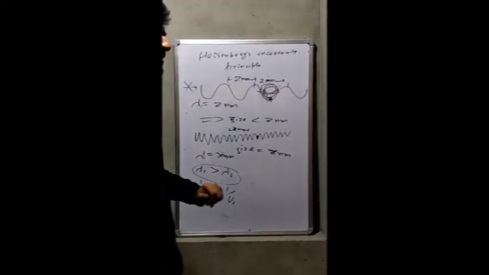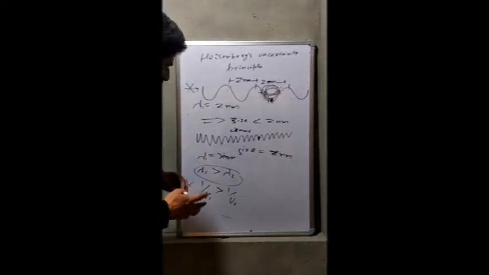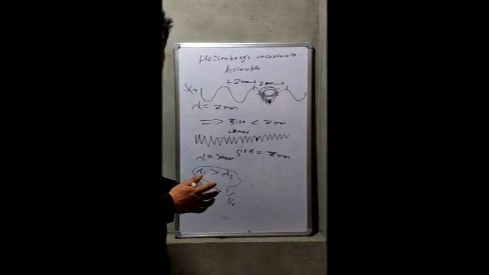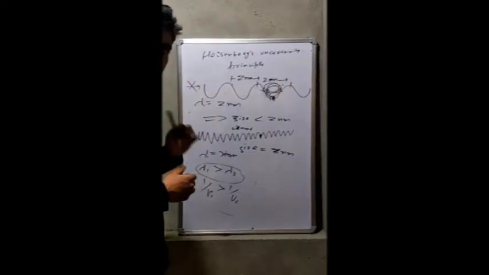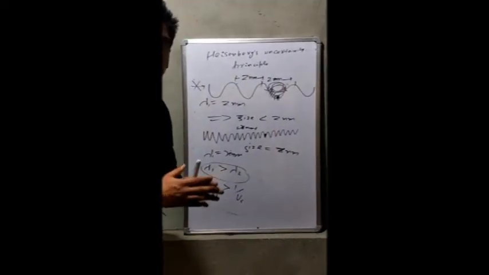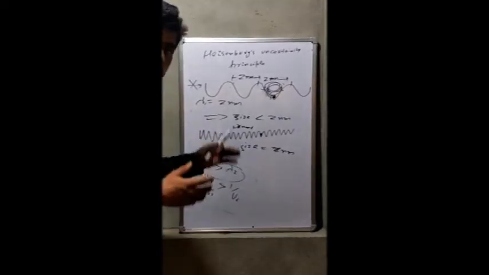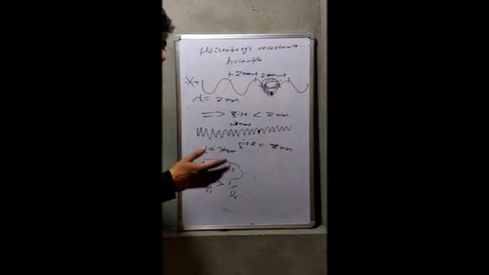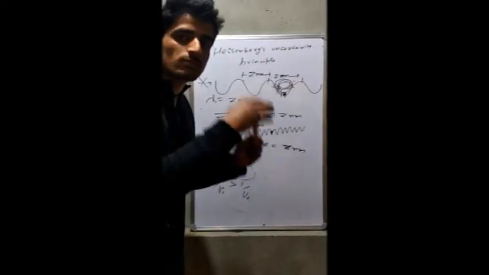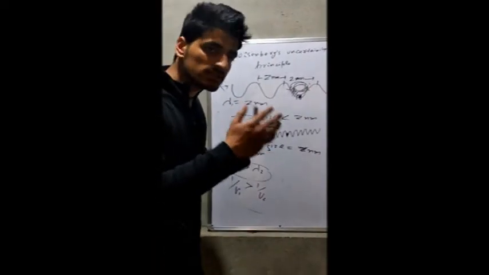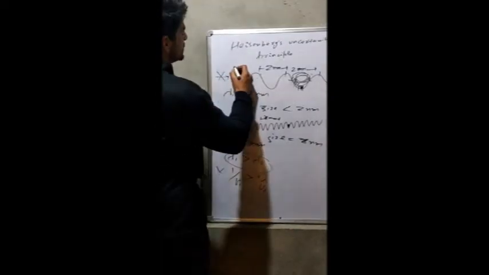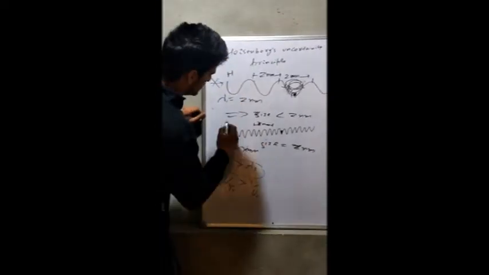We can say that 1 by v1 is greater than 1 by v2. What it means is that the frequency of the first wave is much less than the frequency of the second wave. So when the frequency of the first wave is much less than the frequency of the second wave, it means that the energy of the first wave is much less than the energy of the second wave. So this wave has much less energy than this wave.